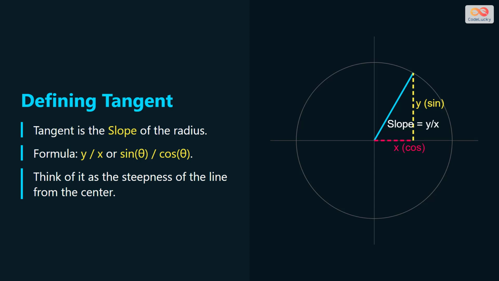Tangent is defined differently. Geometrically, you can think of tangent as the slope of the line connecting the center of the circle to the edge. The formula is sine divided by cosine, which corresponds to the rise over the run. We will focus on this slope concept to find the pattern.